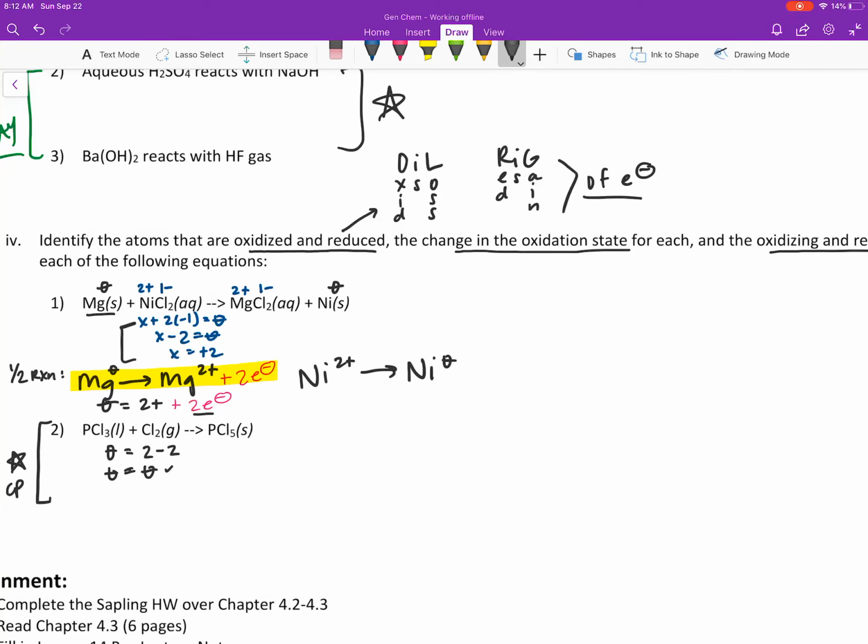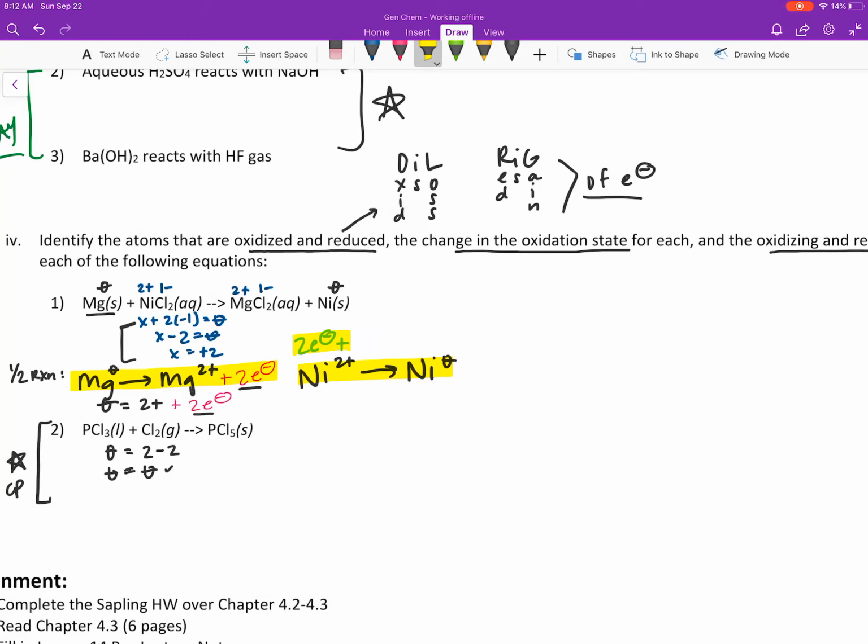Okay? Now, because the magnesium is giving up these 2 electrons, there must be somebody out there to accept those 2 electrons, and that is nickel 2 plus. So nickel 2 plus is gaining 2 electrons. It's gaining something negative.